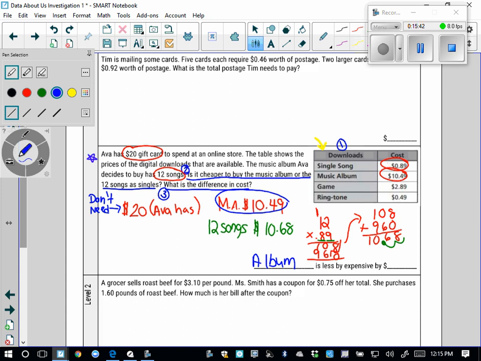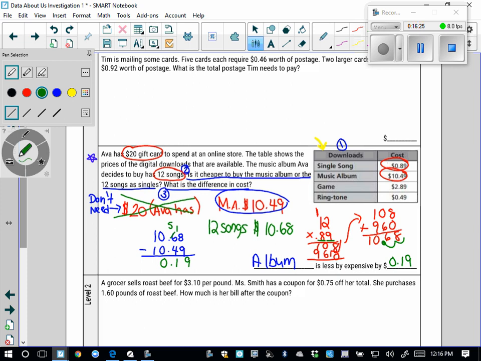But I do need to subtract the cost of the music album from the cost of the 12 songs. So $10.68 minus $10.49. I'll do some borrowing here. And it looks like I have 19 cents left. No dollars, but 19 cents in change. And so, even though I thought this was important, I'm going to cross it out because we don't need it.